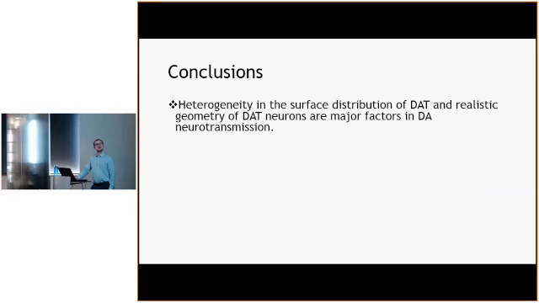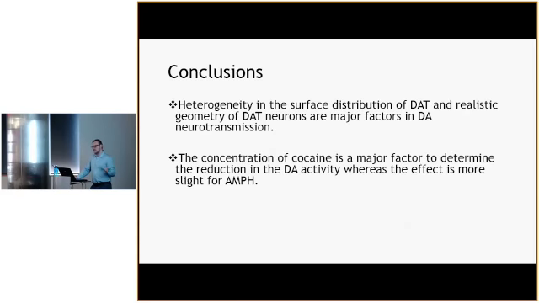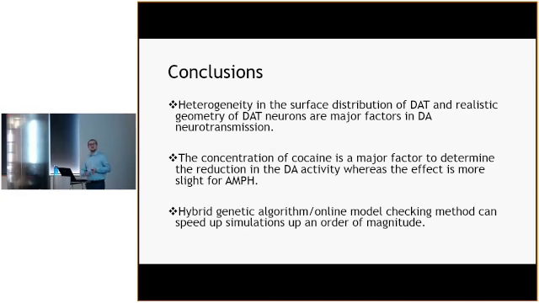Basically, in conclusion, for the dopamine transporter, heterogeneity in the surface distribution and the realistic geometry of the dopamine neuron have a major effect on dopamine clearance. The concentration of cocaine is not a big factor, and for amphetamine, the concentration is not a huge factor either, especially at the concentrations that we are dealing with. The hybrid genetic algorithm and online model checking methods can speed up simulations up to an order of magnitude, so maybe we can use them in the future.